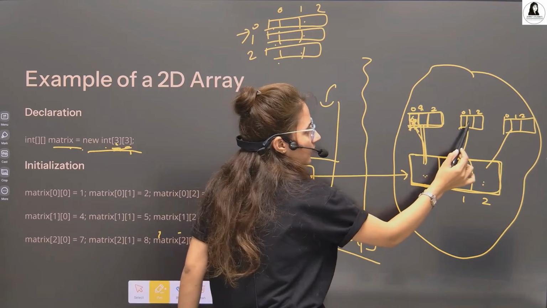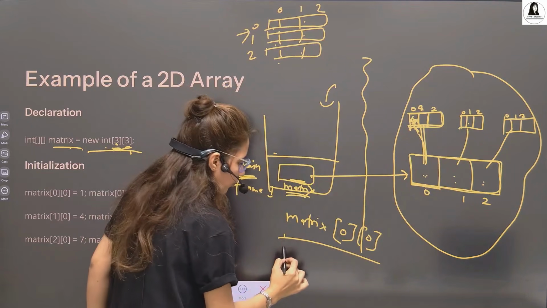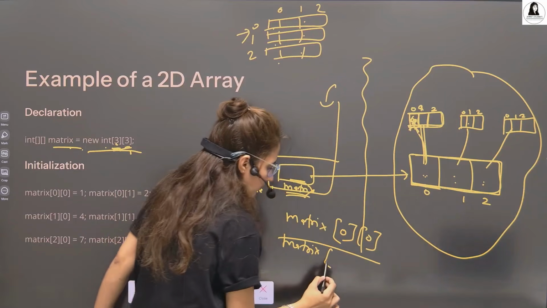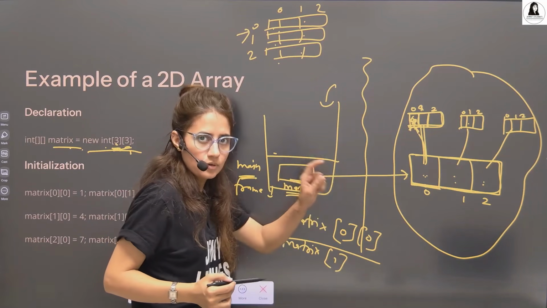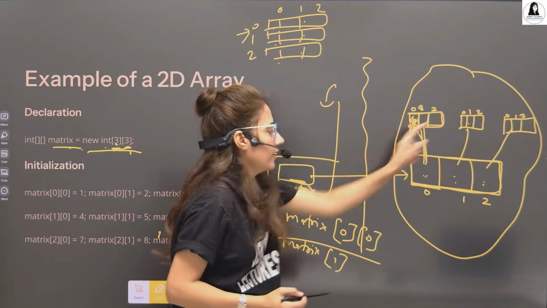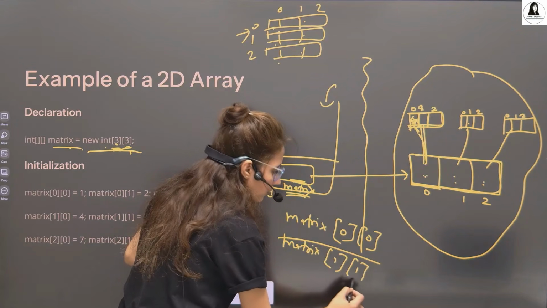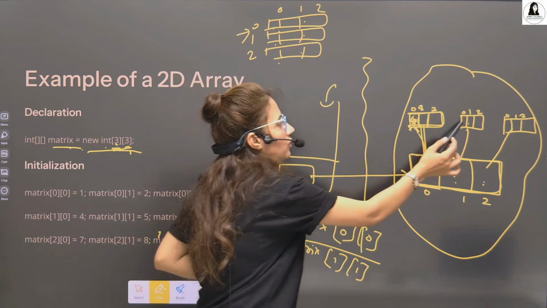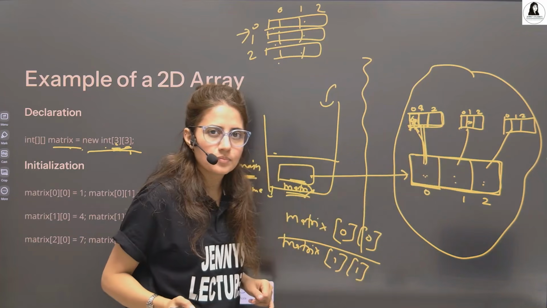If you want to access the middle element, what do you write? The name, matrix. Then here we have 1, since it is in the row which has index 1. And then again 1, the column index is again 1. So 1, 1 will give you whatever data is there.